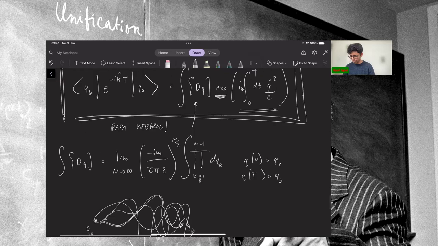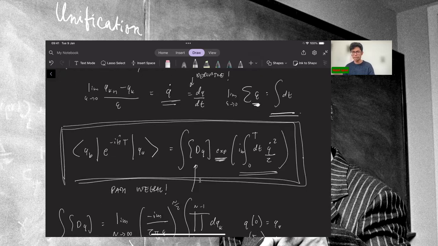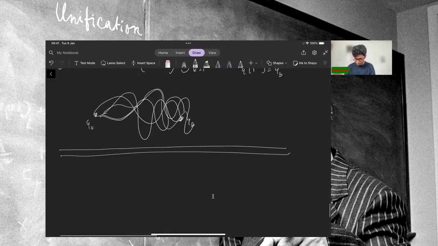So we have this beautiful formula: integral e to the i m q dot squared. Now is a good time to imagine putting back the potential. Remember, we started with H hat equals p squared over 2m. Now we should put back this V of q that we got rid of earlier.